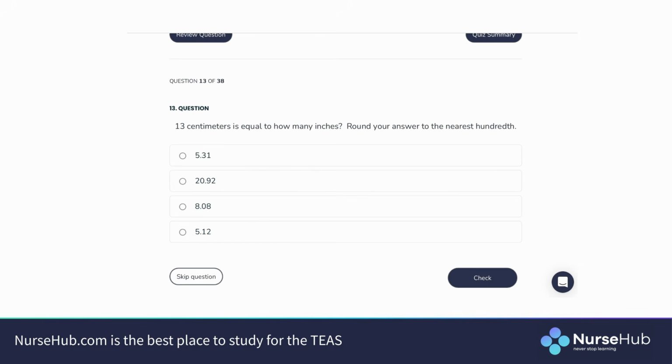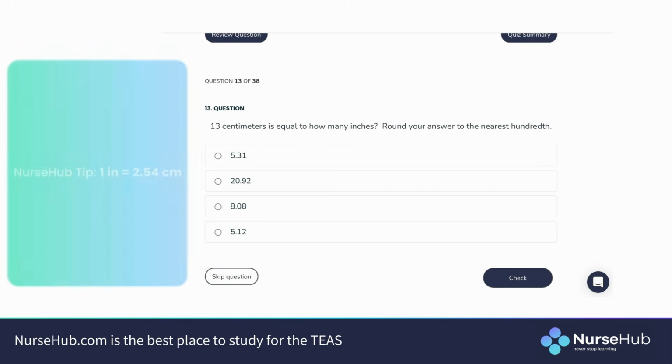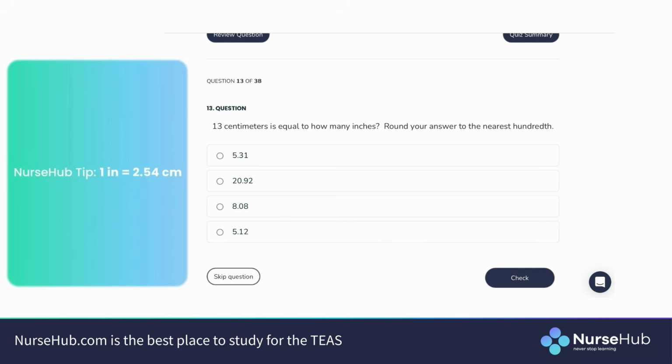Question 13. 13 centimeters is equal to how many inches? Round your answer to the nearest hundredth.